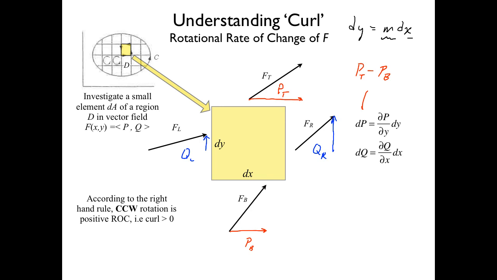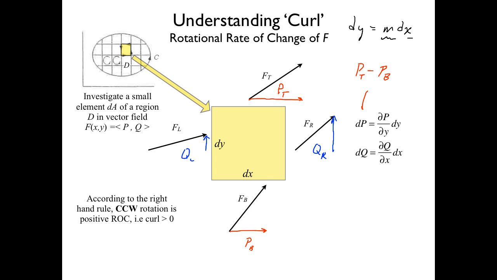Okay, so now a positive rate of change of P with respect to y. Does that cause counterclockwise rotation or clockwise rotation? The way I'm showing it, so that PT is greater than PB, does that cause clockwise or counterclockwise rotation? Clockwise, you see that? But for curl, we want positive to be what? Counterclockwise. So what's going to be the contribution to the curl? Is it going to be the partial of P with respect to y?